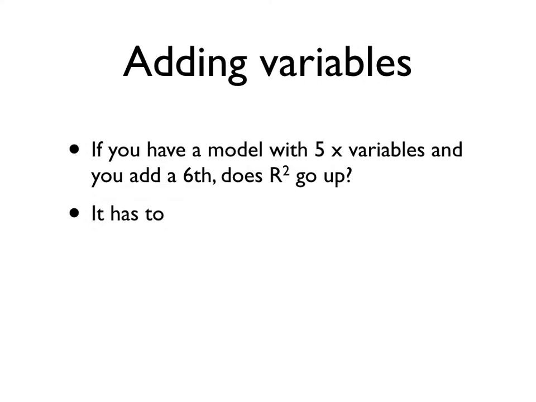So it has to go up, or it could stay the same. Theoretically, the chances are very small. So the question is, does it go up by enough to satisfy? Does this extra variance you've accounted for, is it enough? You might say to yourself, self, how much is enough? And that's a judgment call.